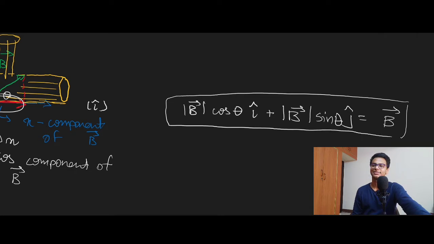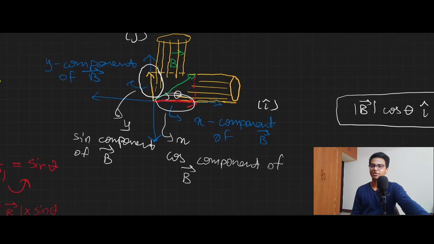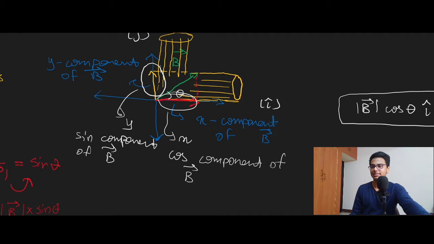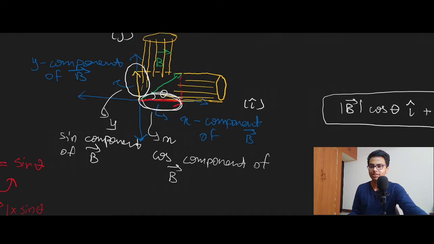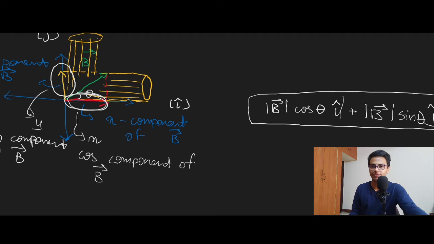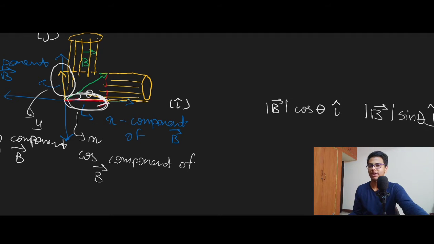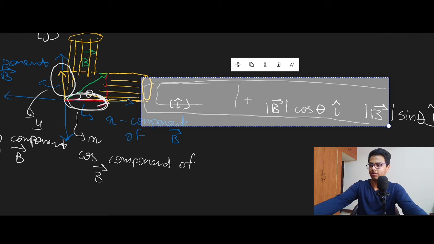Do you guys see it? What is your B cos theta? Your B cos theta is basically this X over here, this magnitude. So you're doing magnitude times the direction, which gives you this particular vector, which is basically a projection from top, which came in like this.